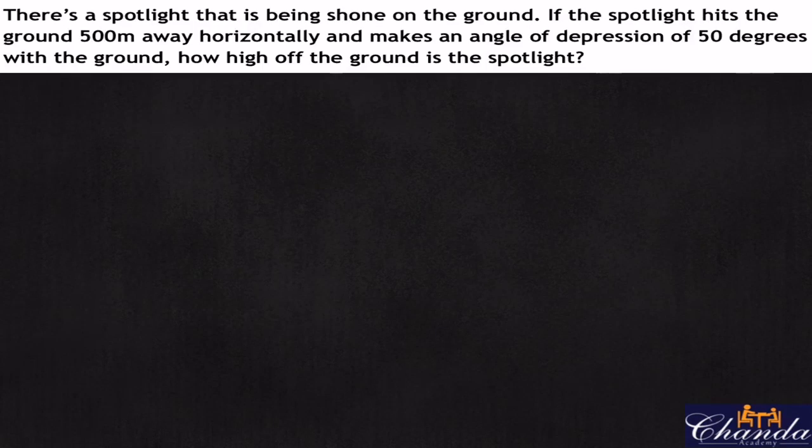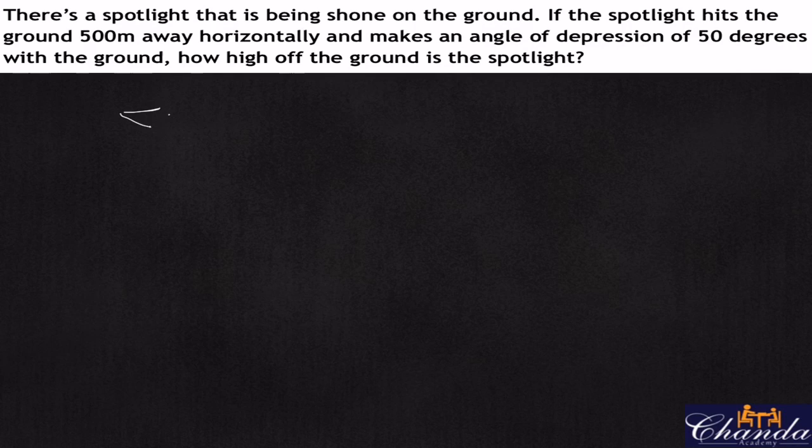Okay, so this question says, there's a spotlight that is being shown on the ground. Now, if the spotlight hits the ground 500 meters away horizontally and makes an angle of depression of 50 degrees with the ground, how high off the ground is the spotlight? Okay, so again, let's draw this out. Let's say that's the spotlight there. It is being shown on the ground.